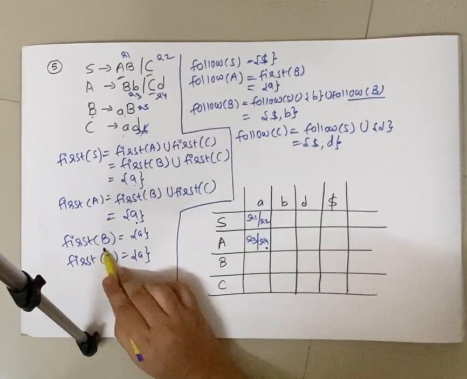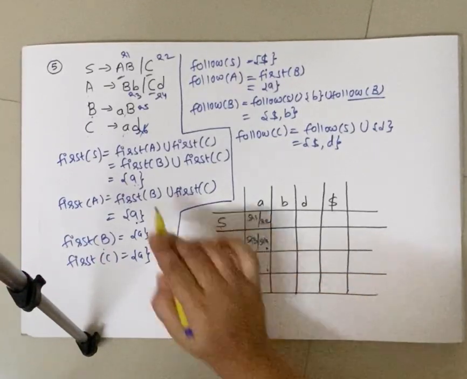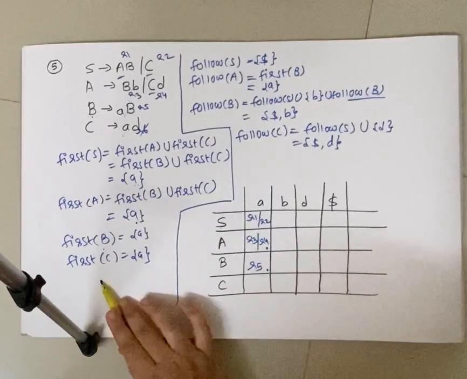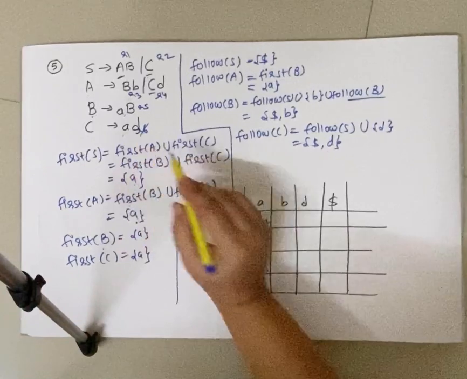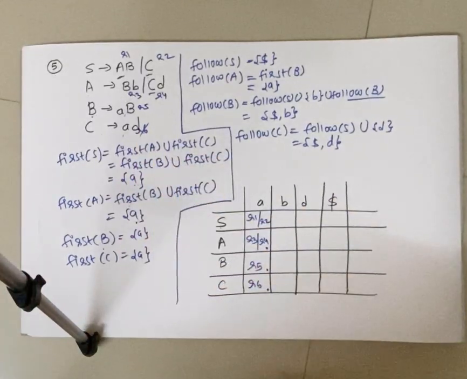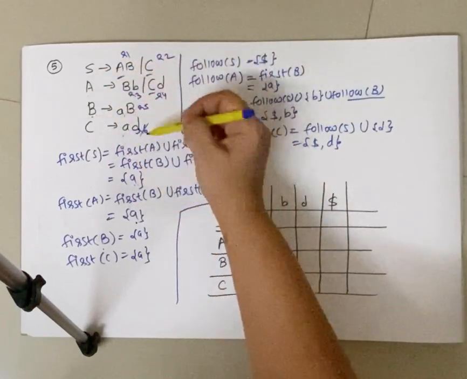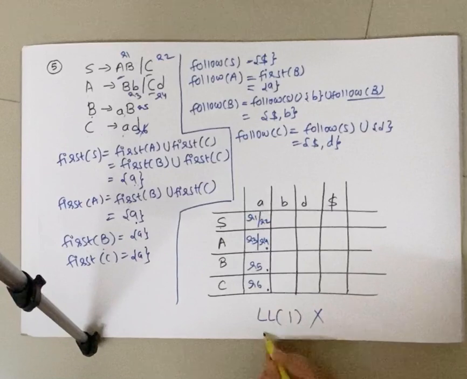When I make the entry in the row of capital B, the column I am going to select is this. B is deriving a single rule, so R5 is going to be written here. Capital C, first of capital C is again a, and C is deriving a single rule, so R6 is going to be written over here. So you can observe whether the given grammar is LL1 or not. What should be the answer? This grammar is not a valid LL1 grammar.